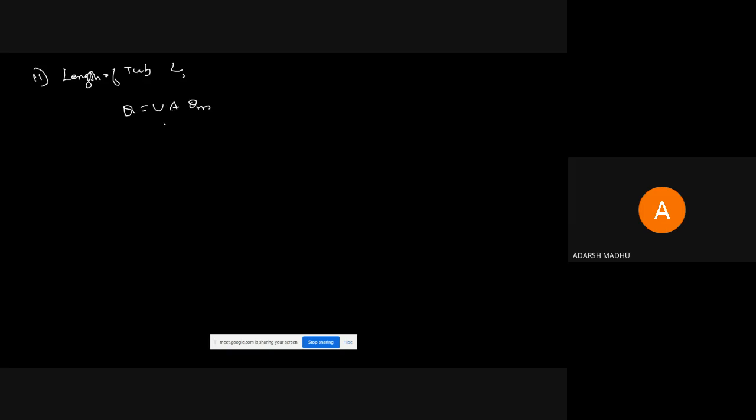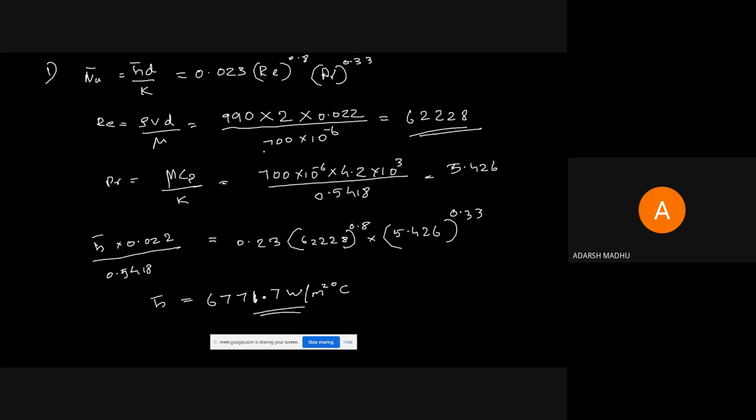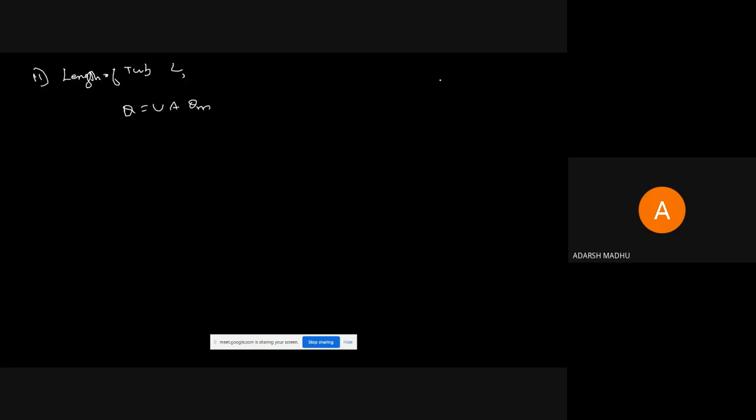Over here the overall heat transfer coefficient U and Q need to be found. So what is the value of U here? U is equal to H bar here. Why?